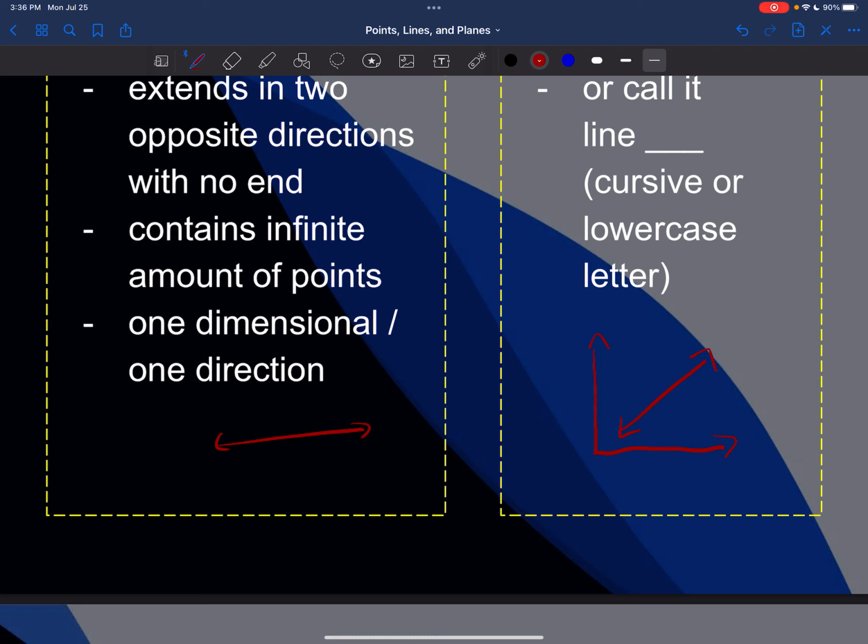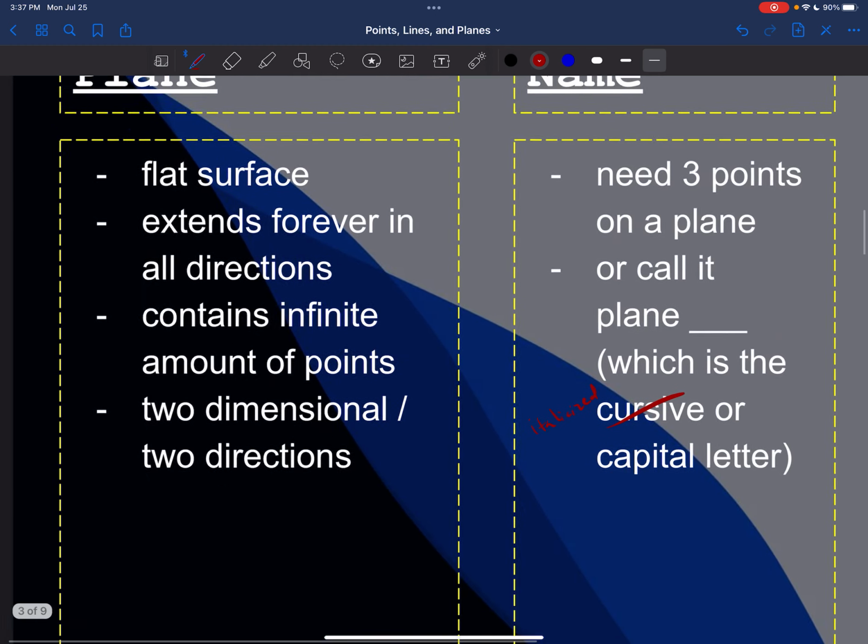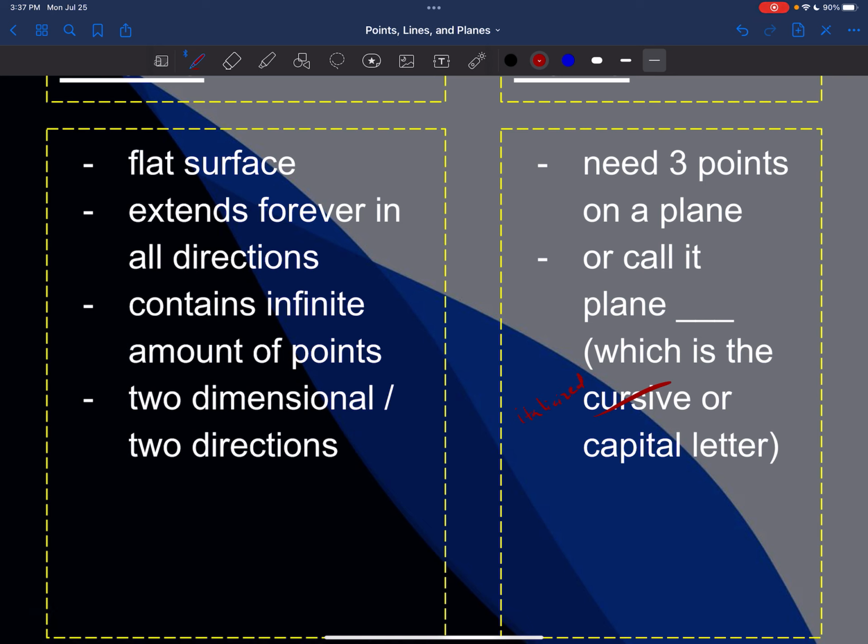You can go left and right, or you can go up and down, right? I'm talking about one path. When I'm talking about 2 dimensions, you can go left and right and up and down, right?